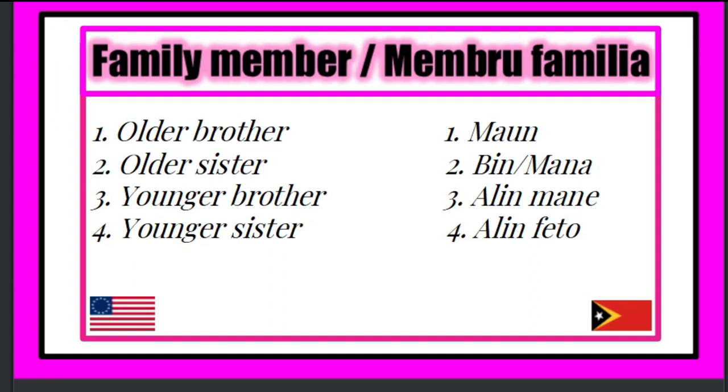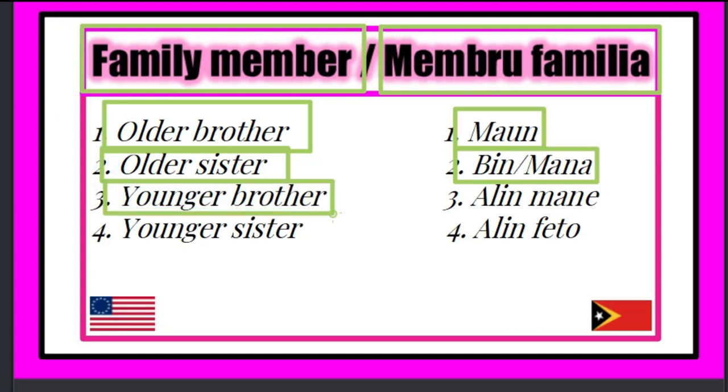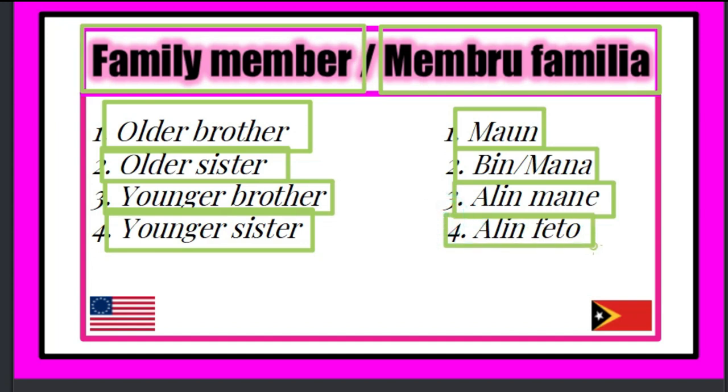Okay, now we are here on the third part of this lesson today. Again, family member, membro familia. This is just part two, guys. So number one, older brother, mom. Older sister, bin or mana. Younger brother, alin mane. Younger sister, alin feto. For English speakers, you can just say alin when you see someone is younger than you.